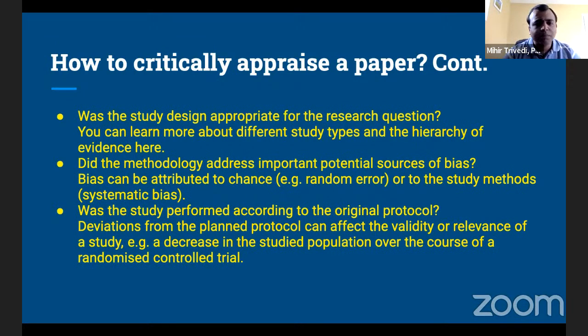Was the study performed according to the original protocol? Deviations from the planned protocol can affect the validity or relevance of a study. For example, a decrease in the studied population over the course of a randomized control trial.